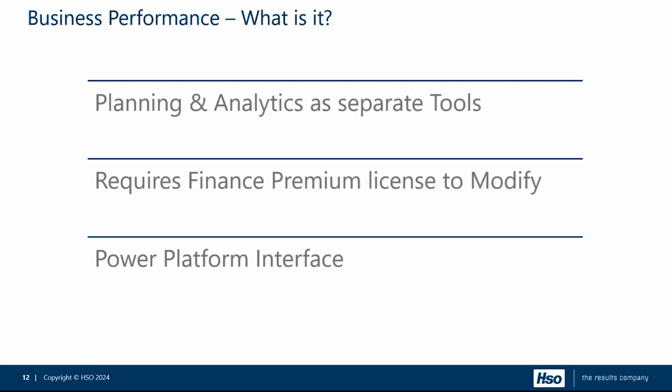But first off, I'll just mention business performance. For those who haven't been on the previous calls and are unaware of it, business performance analytics comprises planning and the analytics. They're separate tools. They live on the Dataverse, so that's a Power Platform type interface, and you do need at least, I think, one Finance Premium license, but you may have to buy a minimum of 10. It depends on how many you've got already. So you do need that Finance Premium license to modify.